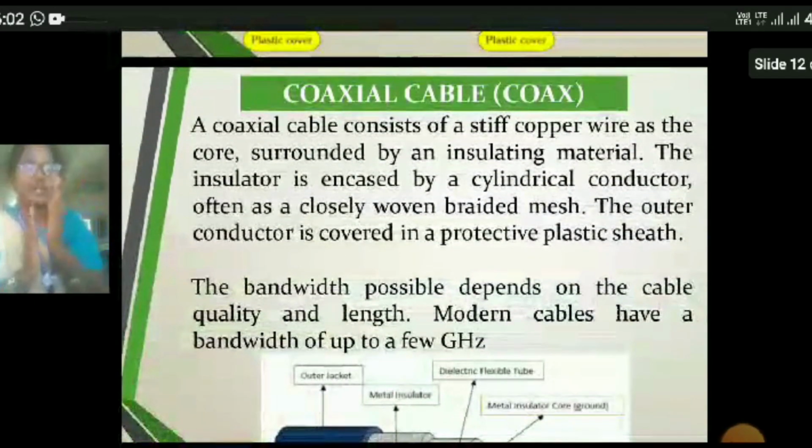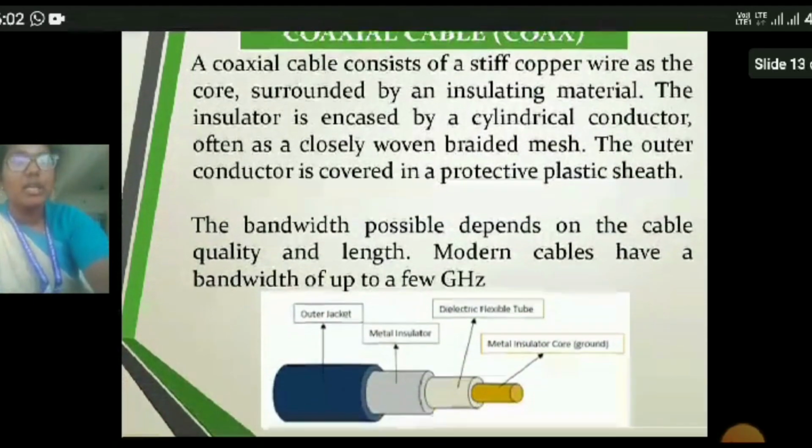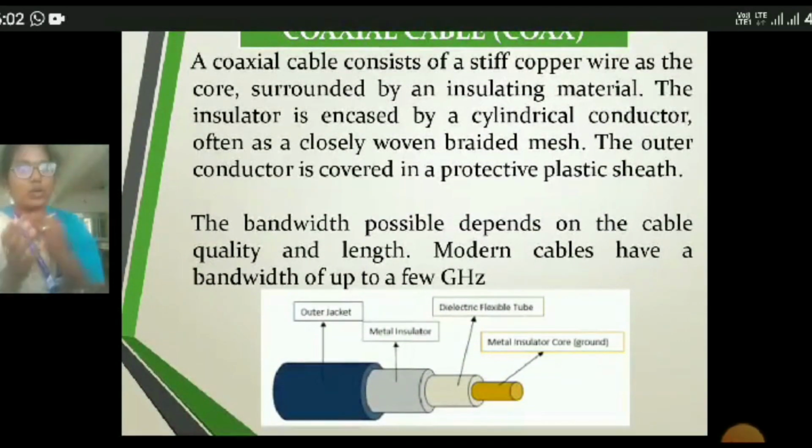Then we are going to discuss coaxial cable. As shown in the picture, the coaxial cable consists of a dielectric, flexible tubes, a metal insulator, an outer jacket and a metal core ground. The bandwidth possible depends on the cable quality and length. Modern cables have a bandwidth of up to a few gigahertz. Based on the materials used, the bandwidth of each cable will differ.